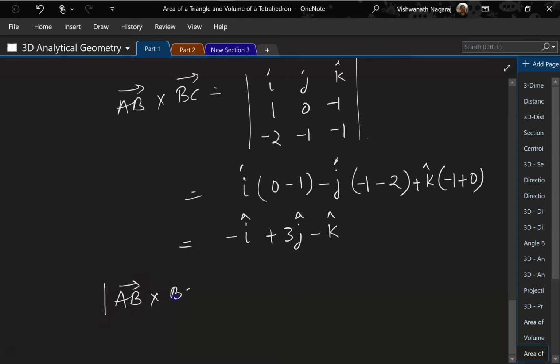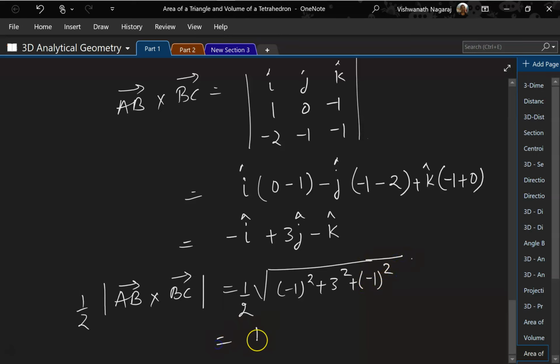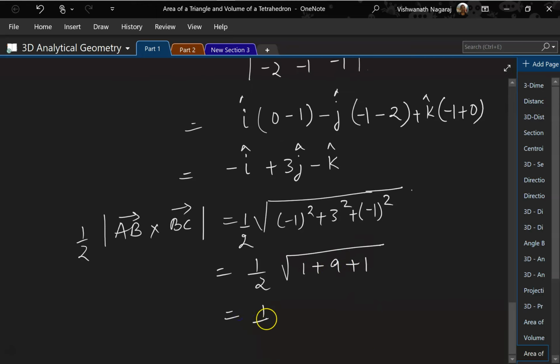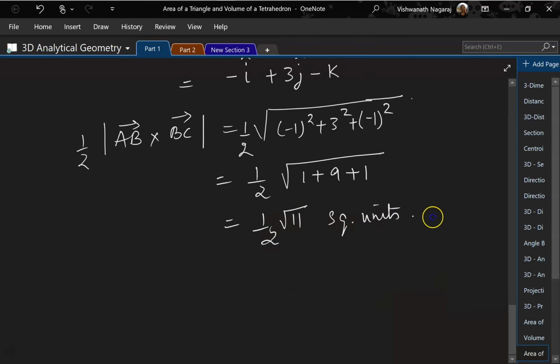Now the magnitude of this and half of that would give you the area. So that would give you 1 by 2 times the square root of (-1) squared plus 3 squared plus (-1) squared, which is equal to 1 by 2 root of 1 plus 9 plus 1, which is equal to 1 by 2 root 11 square units. Yes.